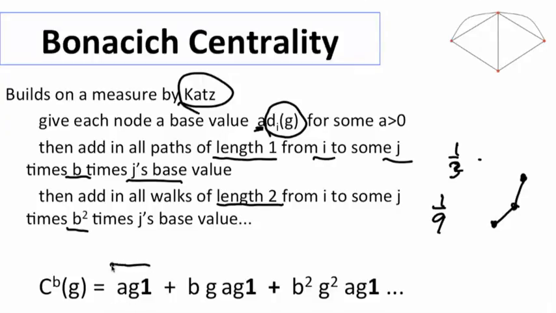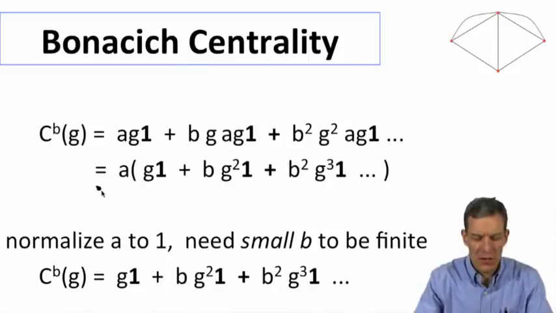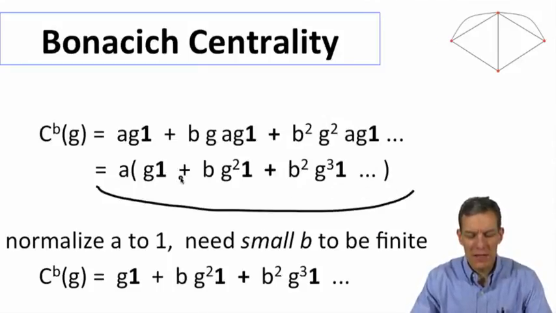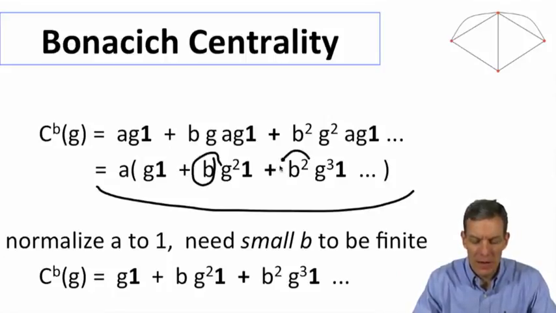But what it's doing is just counting, so I get a times my degree, which is just g times a vector of 1s. Then I get b times walks of length 2. Remember, g squared gives us walks of length 2. So I'm getting b times the connections of length 2 I have times their base values, then b squared times length 3, and so forth. So what we end up with is this calculation where we're raising g to successive powers and then weighting that by some level b.